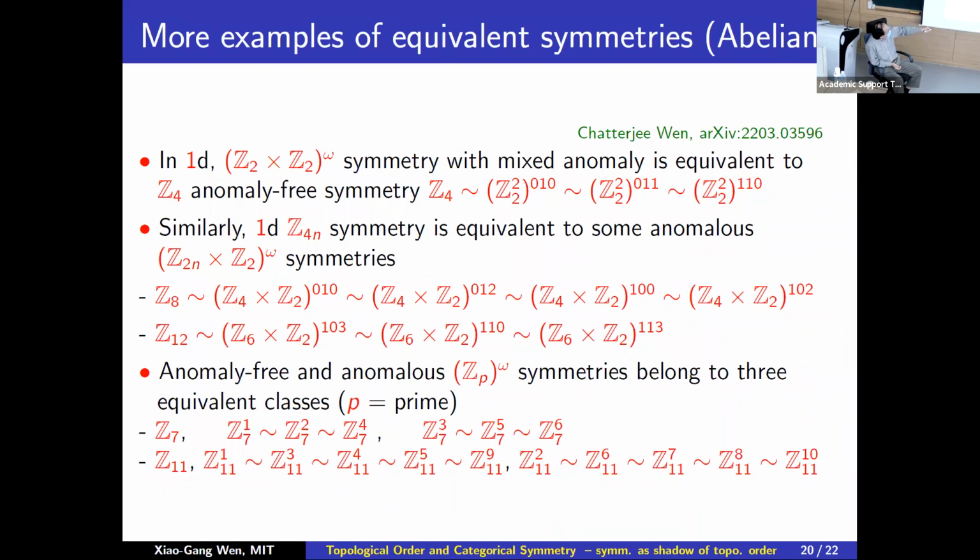There's a kind of recurrence relation, and also if P is a prime, then this ZP symmetry with all kinds of anomaly just divides into some classes, I think. So three classes: one class is the anomaly-free one, on its own. The anomalous ones divide into two classes, and within each class they are just equivalent.